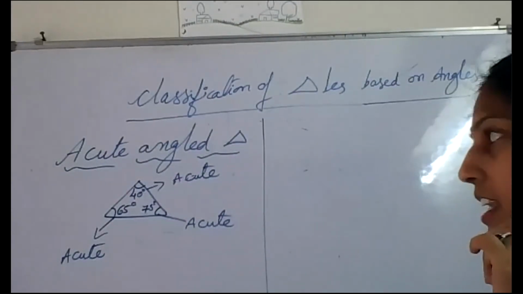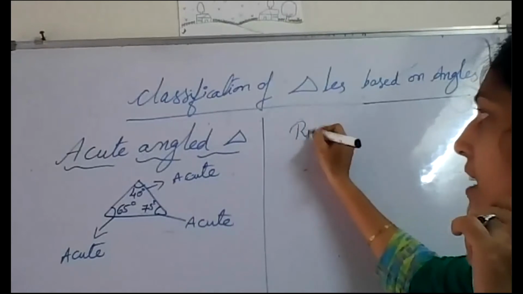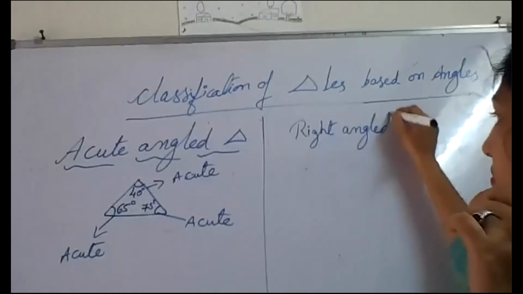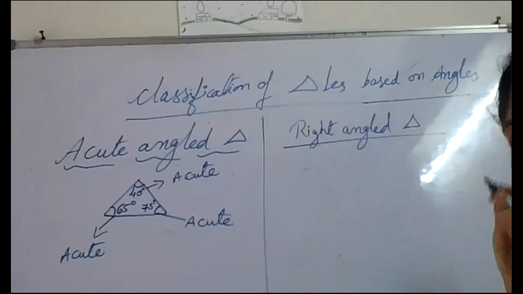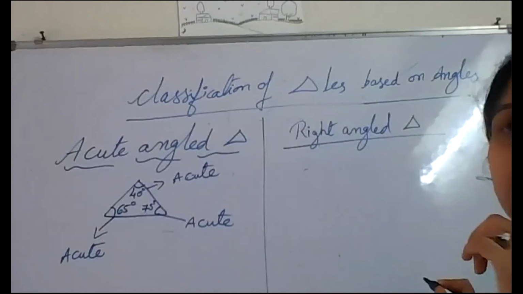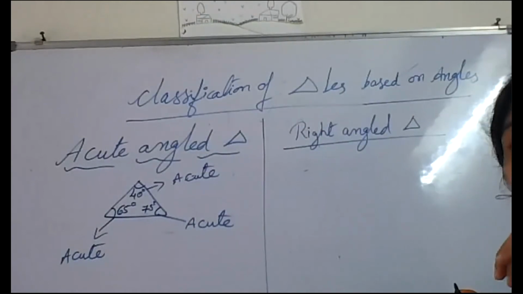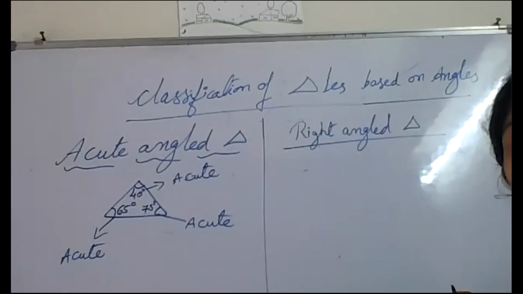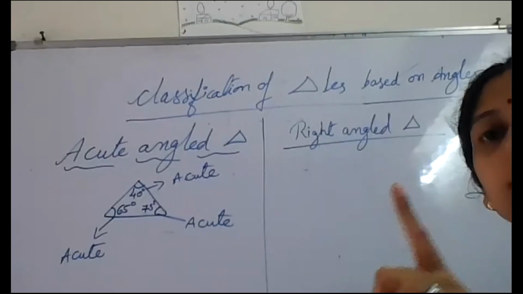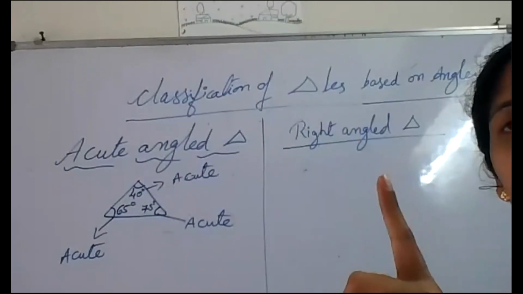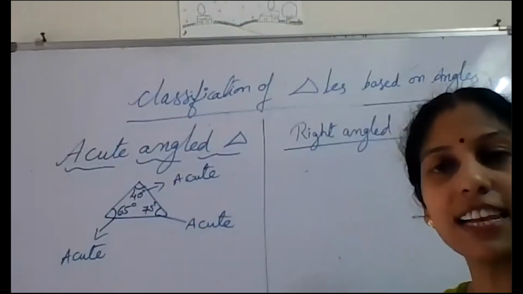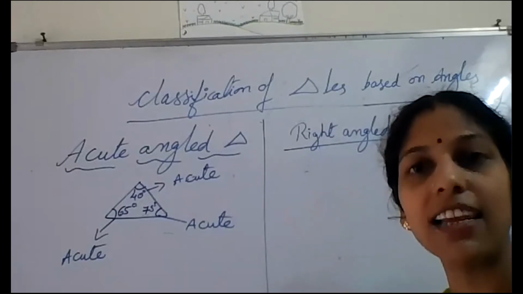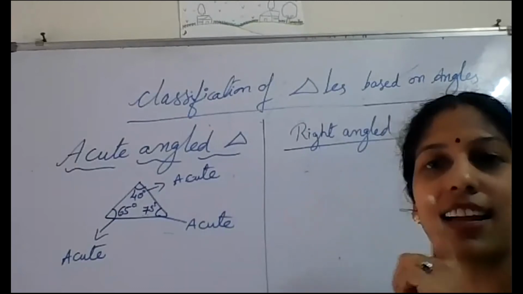Now next one is the right angled triangle. Ma'am, a right angle triangle is a triangle that has only one angle that is a right angle. Exactly. A right angled triangle is a triangle in which one angle should definitely be a right angle. I think we have already learned that a triangle cannot have two right angles. A triangle can have only one right angle.